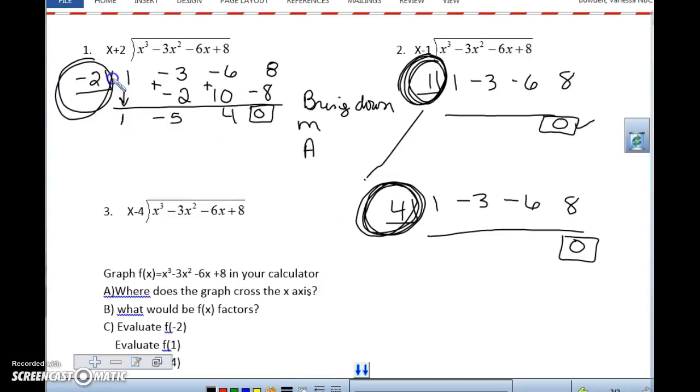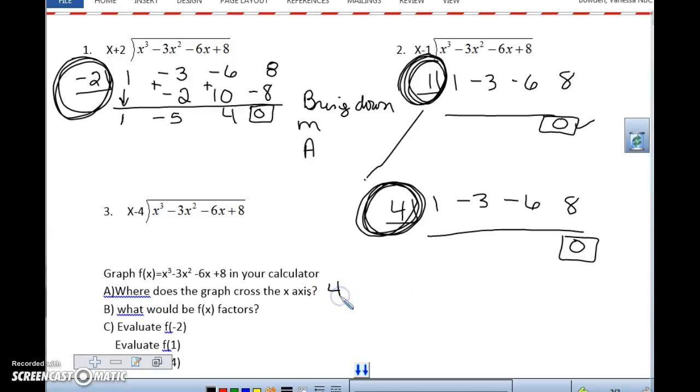There it is. So when the remainder is 0, we found an x-intercept without having to factor, without having to do the quadratic formula that we love so much. Okay? When we get a 0 as the remainder, the divisor is an x-intercept. Hence, the factor x plus 2 in number 1 is a factor of our polynomial. Okay?